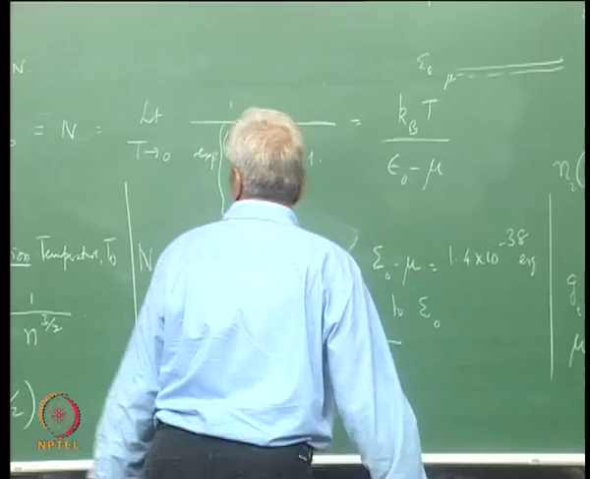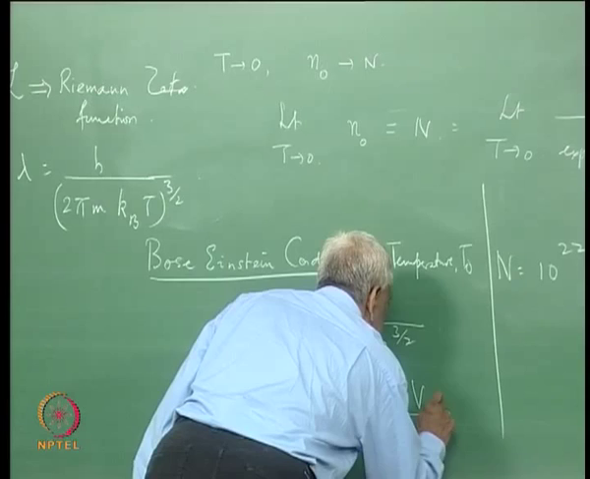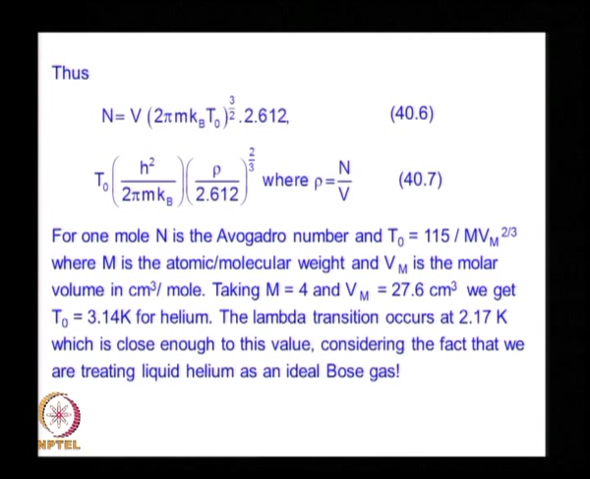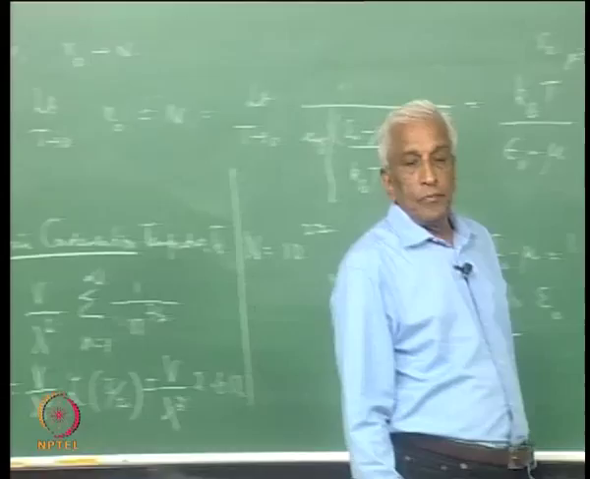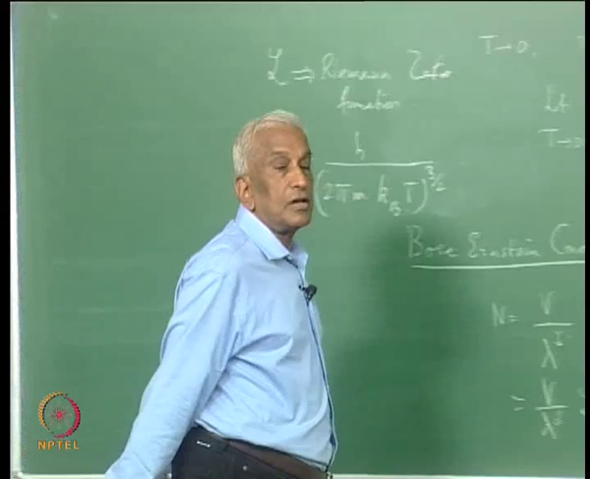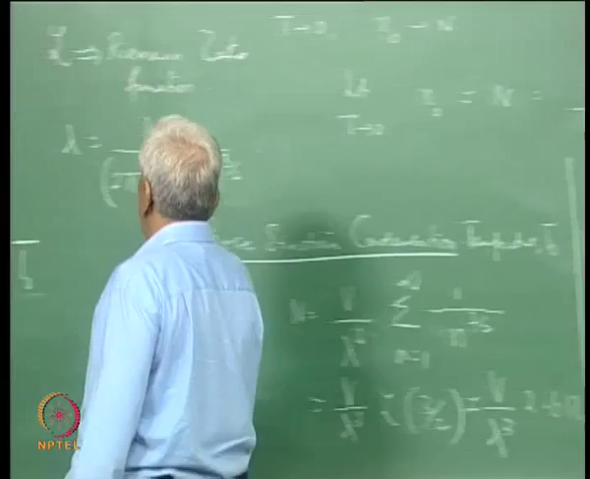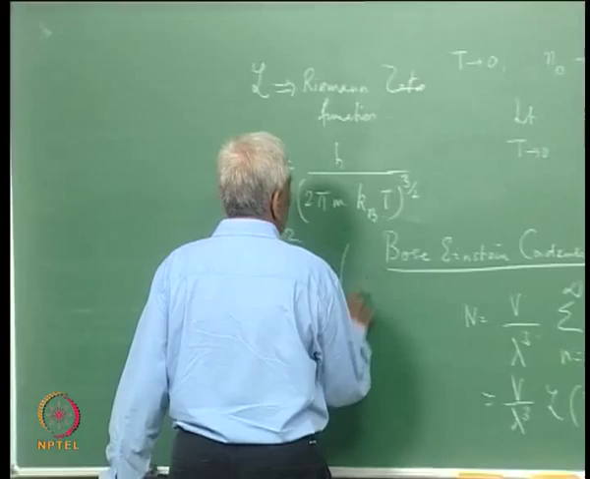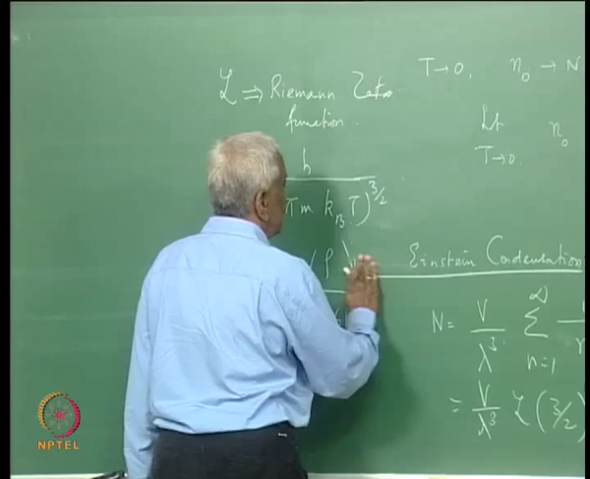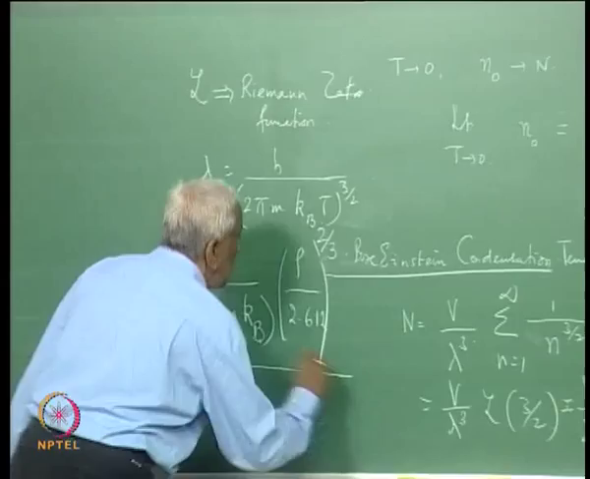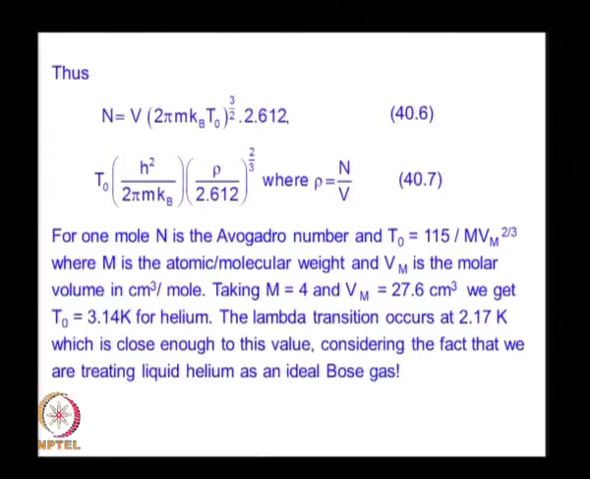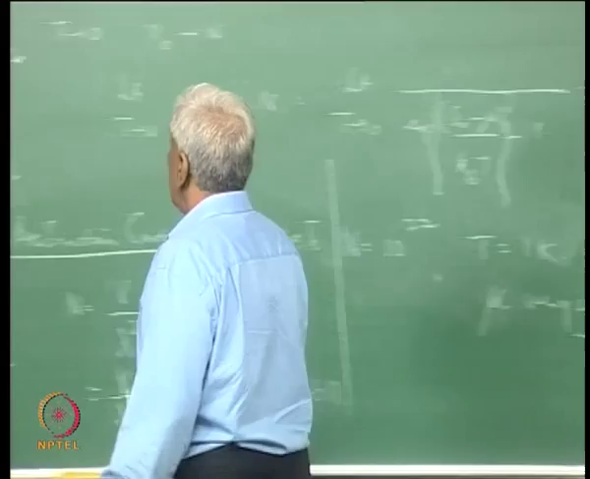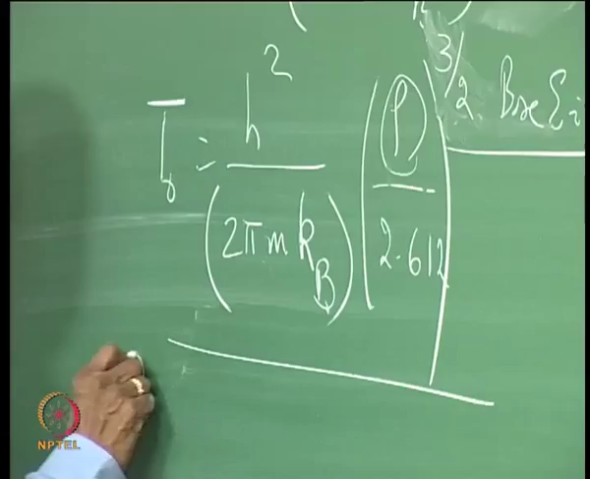So, this can be written in terms of the density, where lambda is also known to have this value. So, inverting back, we can write T naught, the Bose-Einstein condensation temperature, as given here. So that is the defining equation for the Bose-Einstein condensation temperature, with the power 2/3. Here rho is N by V, the density.